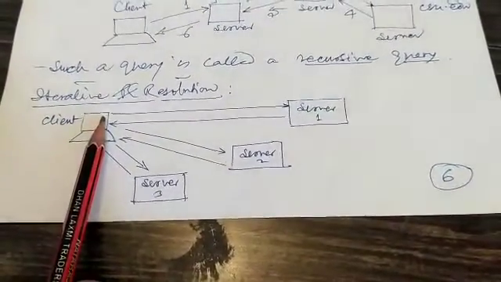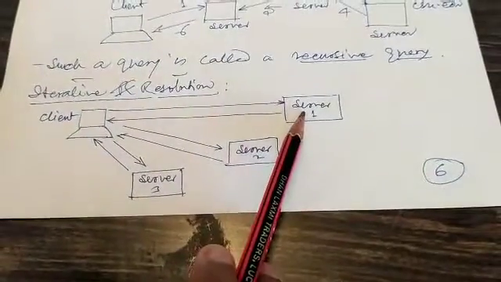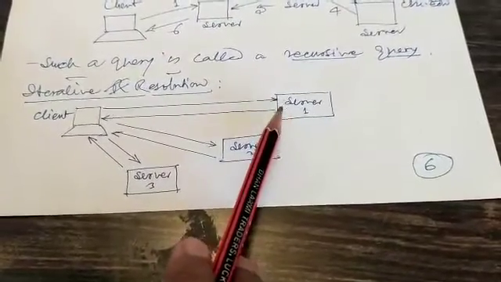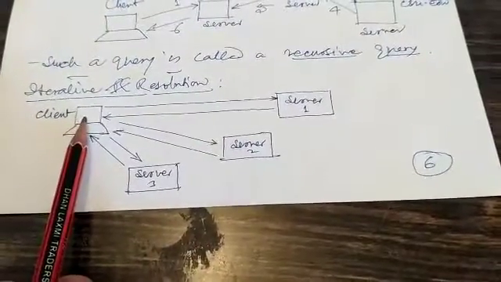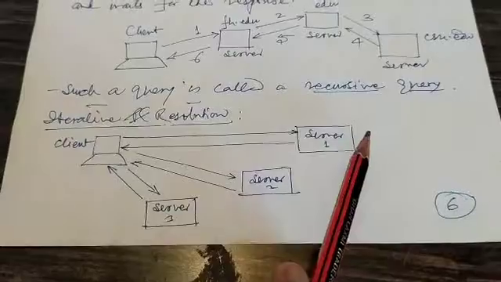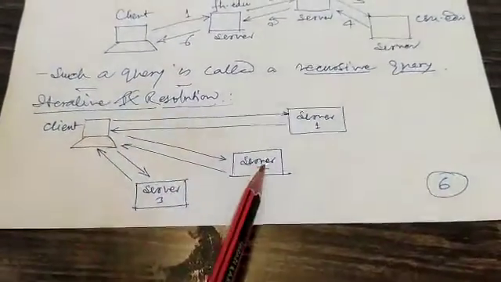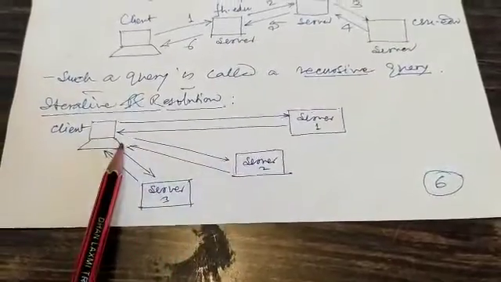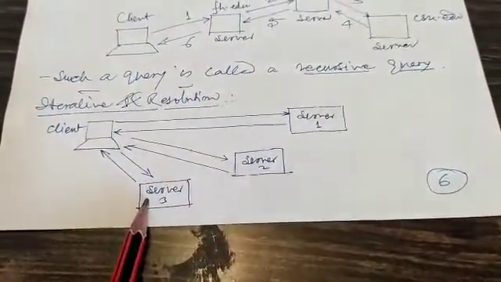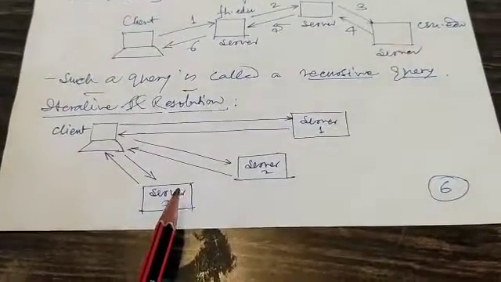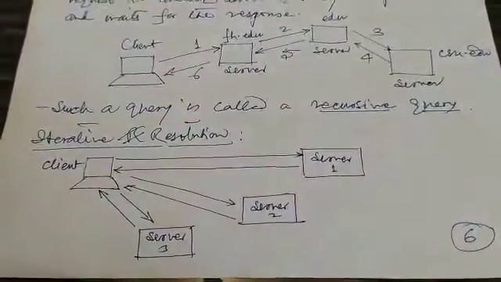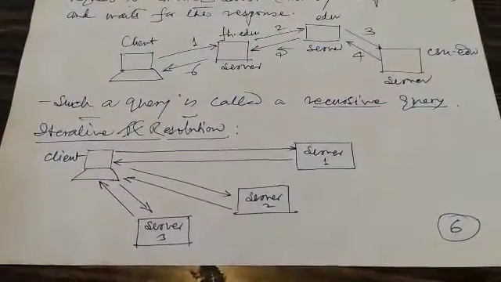So for example, a query goes from this client to server 1 first. From there, if it is the authorized server, immediately the client will get the corresponding result or response. Otherwise, if server 1 is not an authorized one, then the query will be taken separately to the next server, say server 2, and will try to get the result. If the response is available, fine. Otherwise, we look for another server. So this is the way in which the iterative resolution takes place.